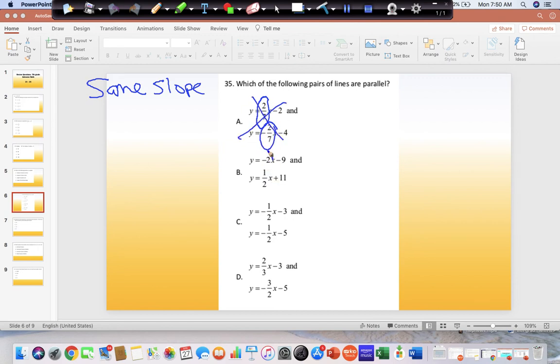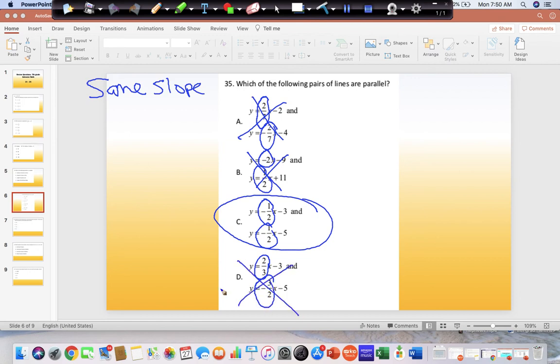We have -2 and 1/2. Again, not the same. We have -1/2 and -1/2. These are the same. We have 2/3 and -3/2, and that's not the same. So our answer choice here is C.